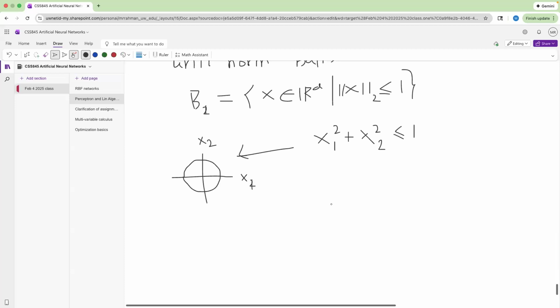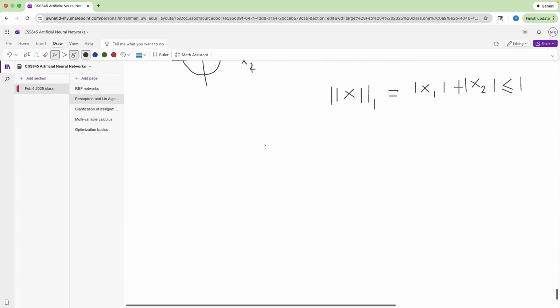And now, if I think of the 1 norm, this is defined for a two-dimensional vector to be the absolute value of x1 plus the absolute value of x2. And if I want this to be less than or equal to 1, what type of shape would I get? Any guesses? What would it look like?